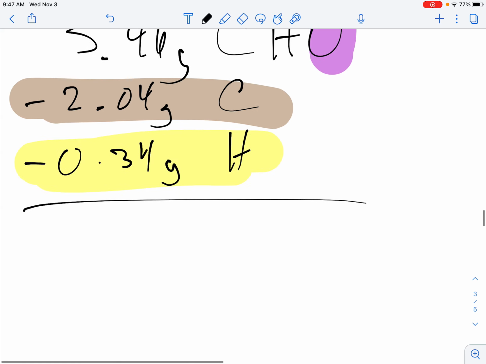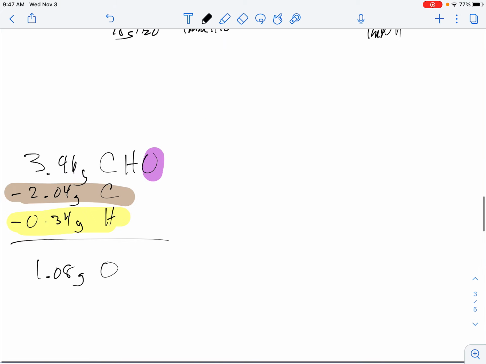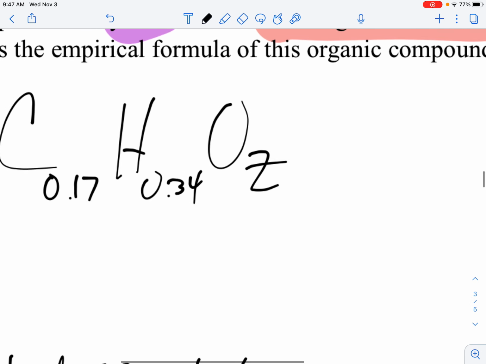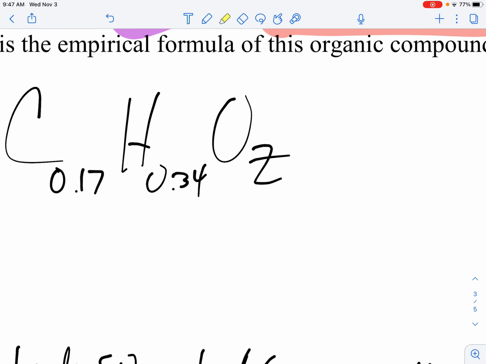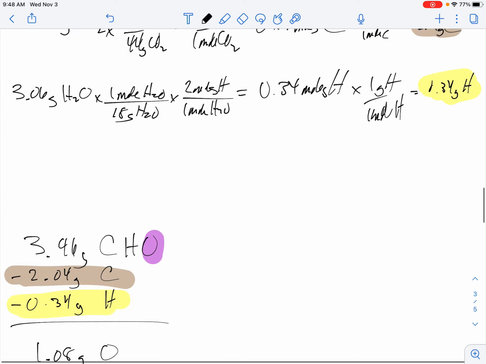So when we're all said and done here, I've got my 346, I've got my 2.04, and I've got my 0.34, and I'm going to end up with 1.08 grams of oxygen that was there. Now again, I can't use that number as it is, because what I'm really interested in is the number that's going to go up here, like so. Except remember that the numbers that go in the formula here are not grams, they are moles. We are interested in the moles. So I really just need the moles of the oxygen.